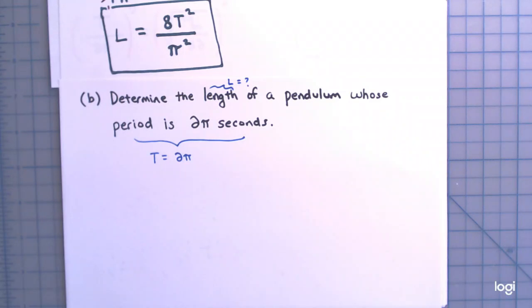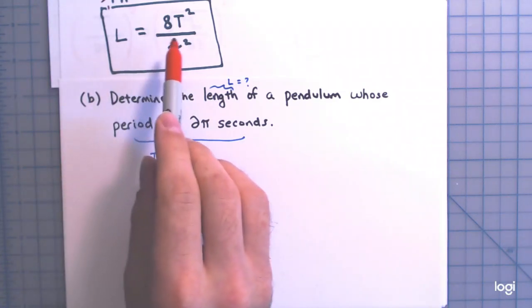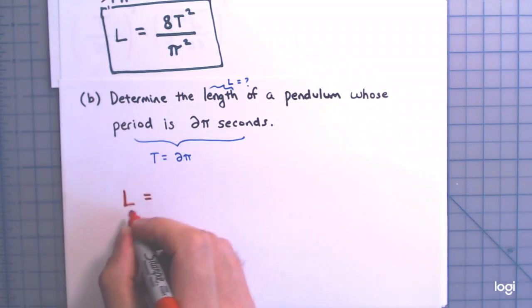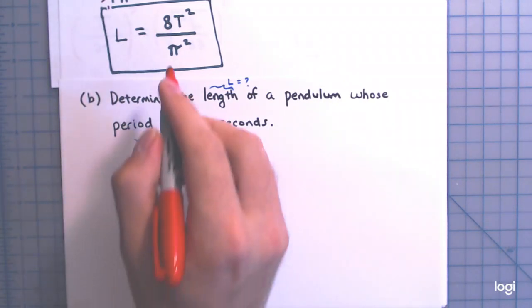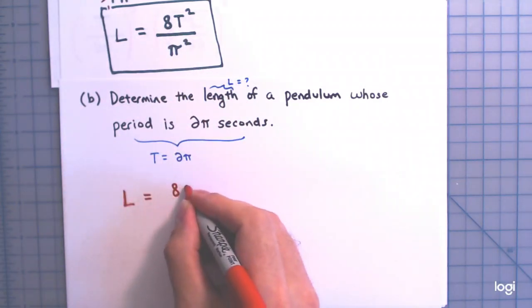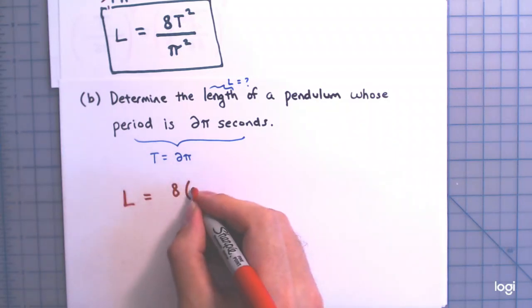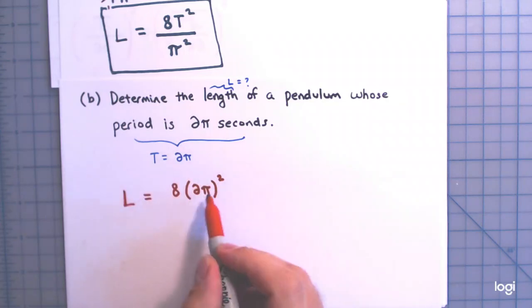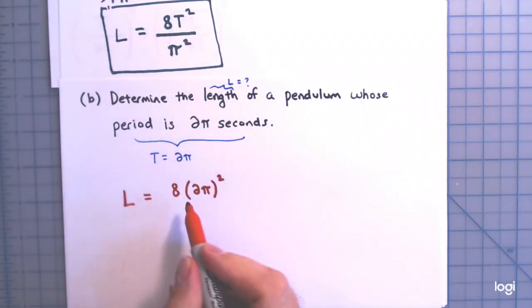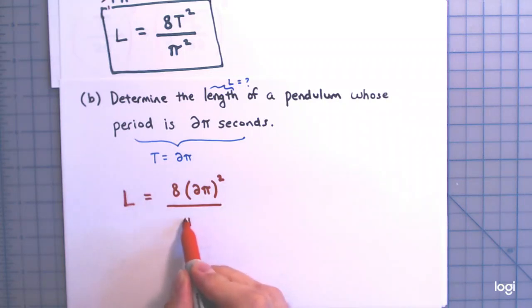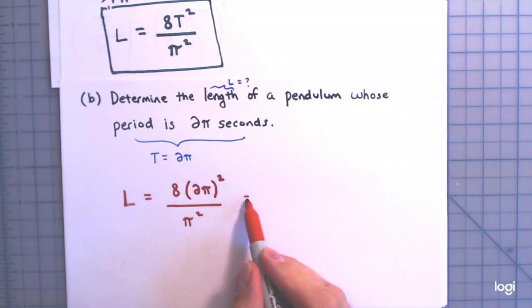So let's do that. In this equation we got from part A, I have L equals, the length of the pendulum, 8 times, and then t is being replaced by 2 pi, and that's being squared. 8 times t squared, and then this is being divided by, in the denominator, pi to the second, pi squared. Alright, so let's go through and simplify this.